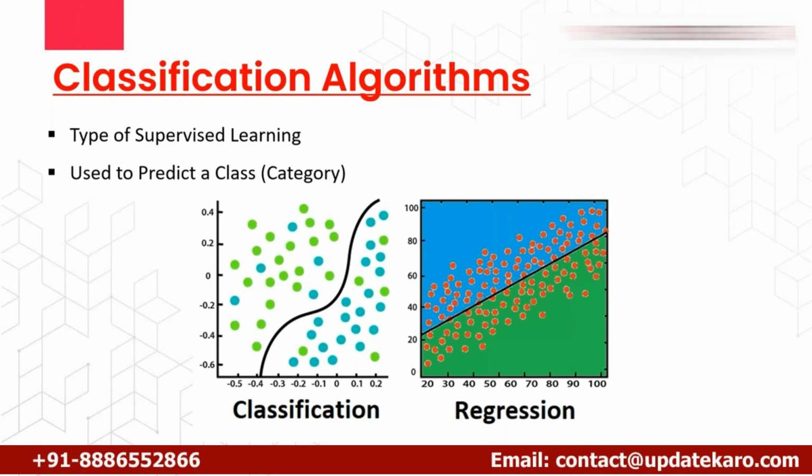We also have classification algorithms in supervised learning. Here you can see that we are building a model which can predict a class. If we're talking about the class, we can say that the class has different types of categories. Let's say a yes/no category is there, then a true/false category is there.